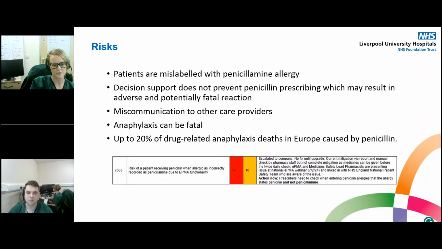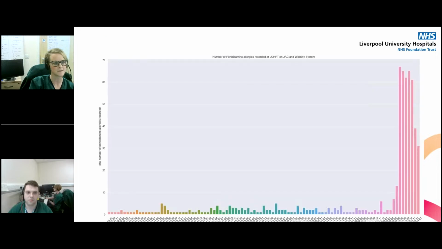And again, just to allude to how significant the penicillin anaphylaxis reaction is for those people who are truly anaphylactic to penicillin, it accounts in some references for up to 20% of drug-related anaphylaxis deaths across Europe. And we've got a reference there. So this risk does sit on our organisational risk register. Initially it had quite a high risk score of 12, and has got some reduction based on some of the mitigation, which we will now describe. If we can move to the next slide, please.